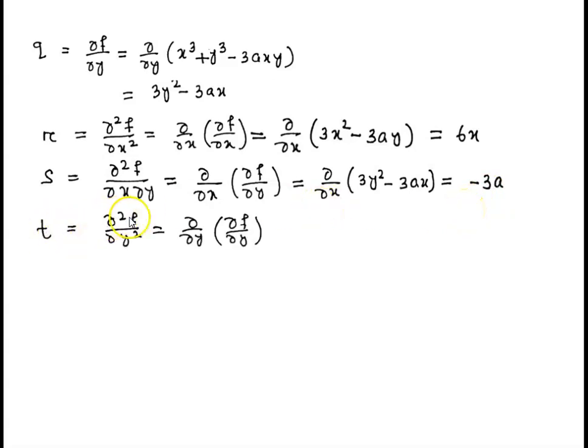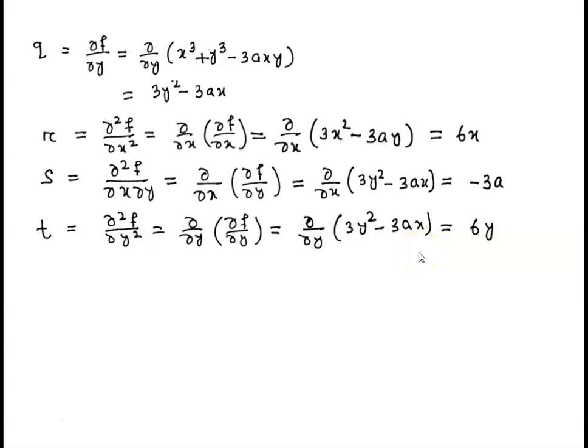Our t is del square f divided by del y square. That means the derivative of del f by del y with respect to y. Our del f by del y is 3y square minus 3ax. So the partial derivative of 3y square minus 3ax with respect to y is 6y. The second term is constant because we are partially differentiating with respect to y, so x is constant, a is constant, and 3 is constant. So the second term minus 3ax is constant.